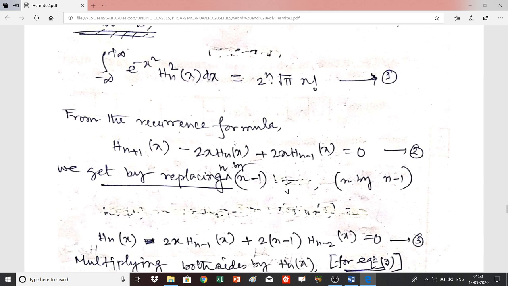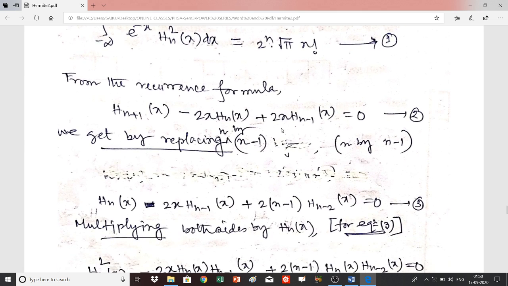Now to prove this, just recall the recurrence formula which we have already proved: H(n+1)(x) minus 2x Hn(x) plus 2n H(n-1)(x) is equal to 0. This is equation 2. And in this equation, just replace n by n minus 1.